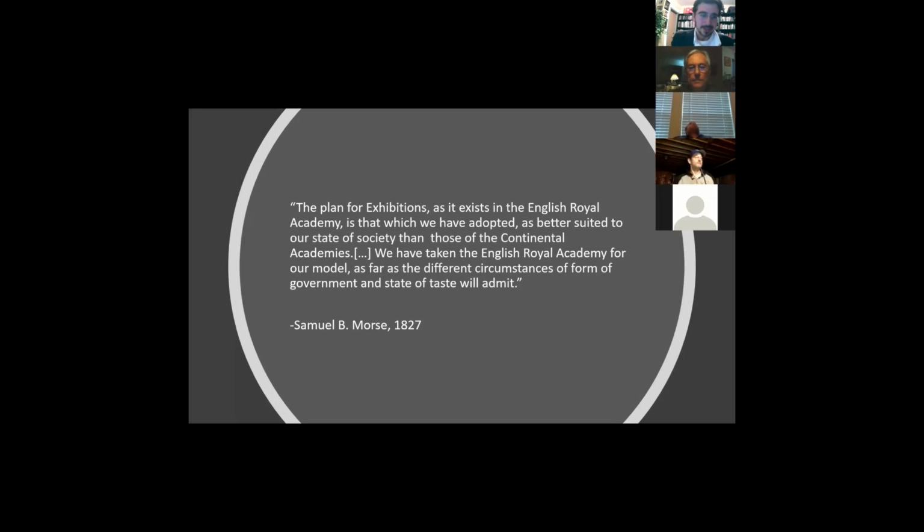Okay? Here it is. So going back to Samuel B Morse, this is right after he sets up his Academy of Design, and the British Academy has been annihilated. He writes a manifesto describing what he will model it on. He says the plan for exhibitions as it exists in the English Royal Academy is that which we have adopted, as better suited to our state of society than those of the continental academies. We have taken the English Royal Academy for our model, as far as the different circumstances of form of government and state of taste will admit.